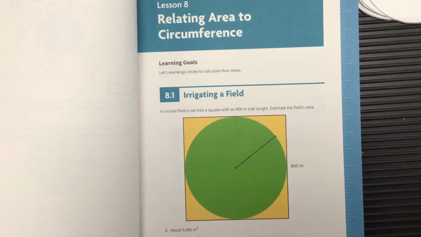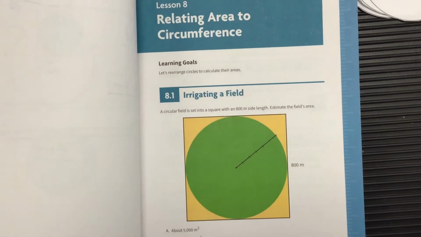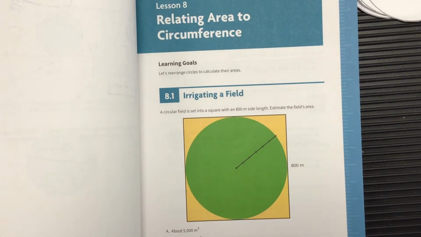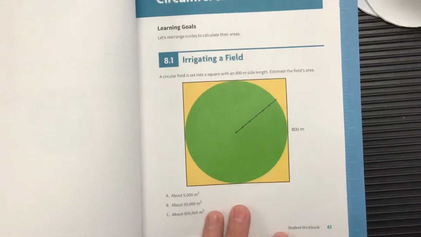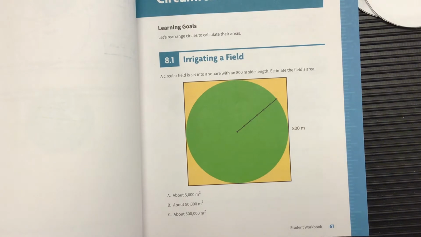All right, so page 61. A circular field is set into a square with 800 meter side length. Estimate the field's area. It does give us 5 choices, 2 of them are on the next page.